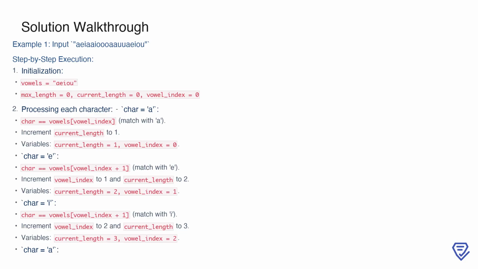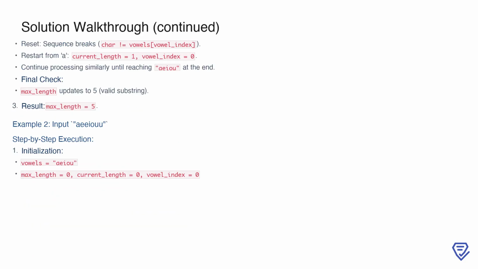However, when we encounter the next character, it breaks the sequence since it does not match the expected vowel at the current index, and this triggers a reset of the substring calculation. At this point, because the sequence was broken by the character a, we reset current_length to 1 and vowel_index to 0 to restart the process from the beginning of the vowel sequence.